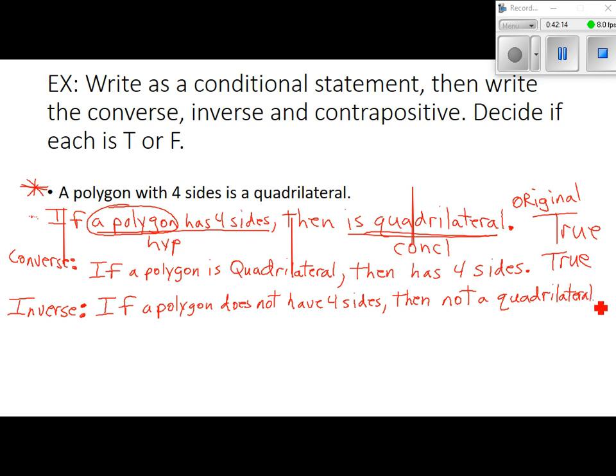Spell that right. Is that true or false? That's true also. So we got the converse, we got the inverse. What's the last one? Contrapositive. What's the contrapositive going to say?